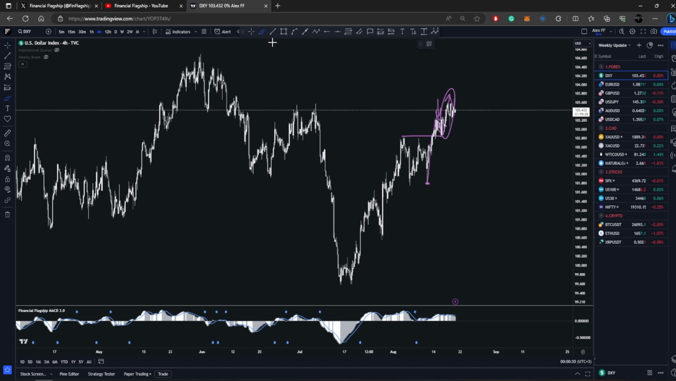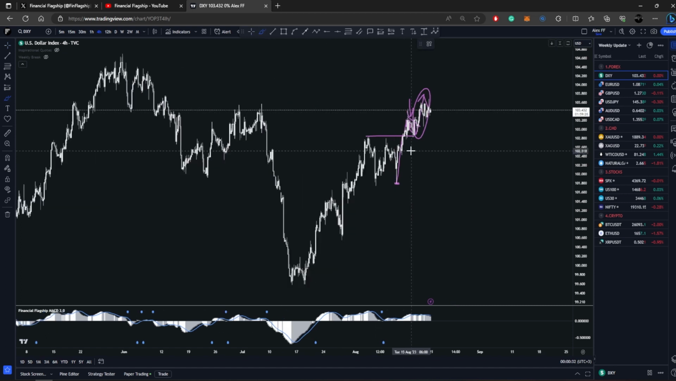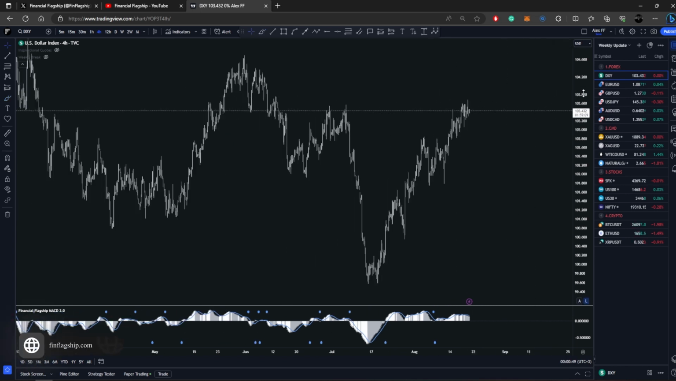And as you can see on my screen here from the previous analysis that we did last week, the price moved exactly like we expected it to do. So I was expecting here this consolidation after we broke this top and then another move towards the upside, and so far so good.